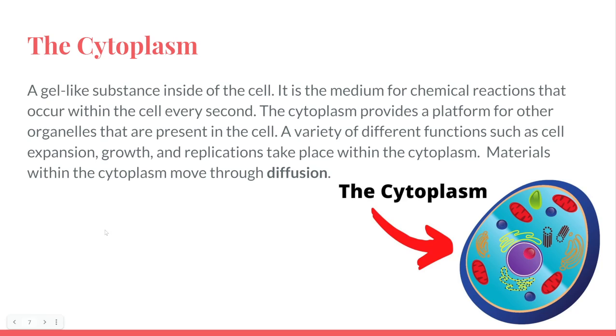Next, the cytoplasm. The cytoplasm is a gel-like substance inside of the cell. It is the medium for chemical reactions that occur within the cell every second. The cytoplasm provides a platform for other organelles that are present in the cell. A variety of different functions, such as cell expansion, growth, and replications, take place within the cytoplasm. Materials within the cytoplasm move through diffusion. Diffusion is essentially where material moves from high-density regions to low-density regions without the use of ATP, though it cannot move very far. At the bottom, you can see a diagram, and the blue highlighted area in the middle is the cytoplasm, and the little figures within that are the organelles.